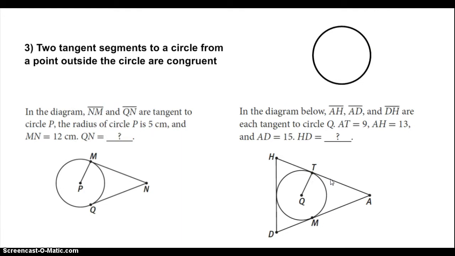Two tangent segments to a circle from a point outside the circle are congruent. That's a little confusing. What does that mean? Well, here's what it means. If I have two tangent lines, here's a tangent line right there, and there's another tangent line right there. Okay, they just skim the circle at those points. And they intersect out here. This segment right here, and this segment right here, there to there, there to there, are congruent. They kind of form an isosceles triangle.